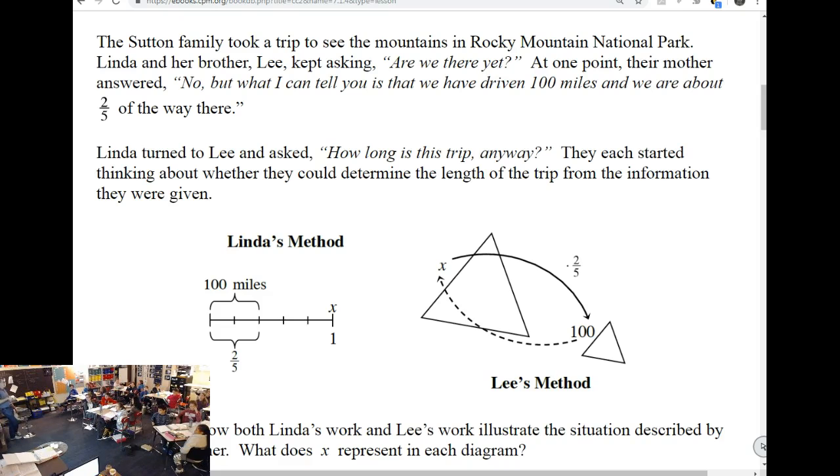So, with your group, figure out how we could determine the entire length of the trip, because this will get you there, how much we have left. Okay? So if they travel 100 miles and that is two-fifths of the whole trip, how far do they have to go total? All right, so I'll give you two or three minutes.